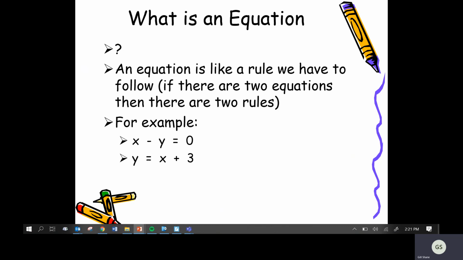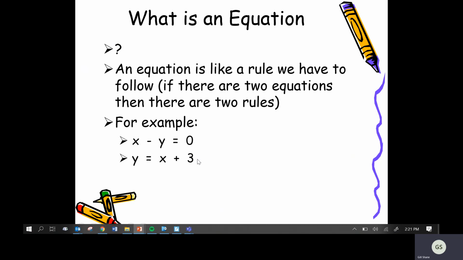An equation is simply two sides, kind of like a scale, like I said: the left side and the right side. The sides are determined by where the equal sign is. So in this case, the left side is x subtract y. The right side is 0. In this other case, the left side is just y, the variable y. The right side is x plus 3.